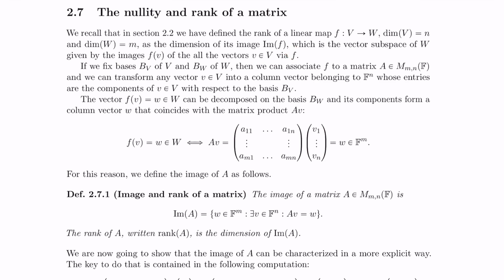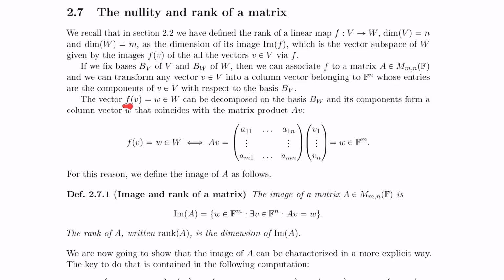In order to discuss the concept of image of a linear map from the point of view of matrices, we know that we have to fix two bases, one of V and the other of W, and then we can associate to F a matrix A with n rows and m columns. Plus, every vector v can be decomposed on the basis BV in order to give a column vector that belongs to Fn.